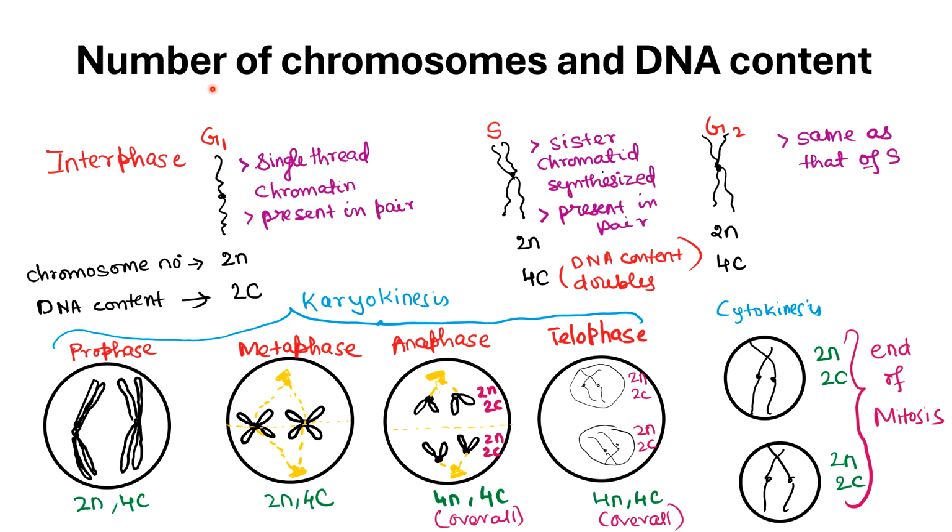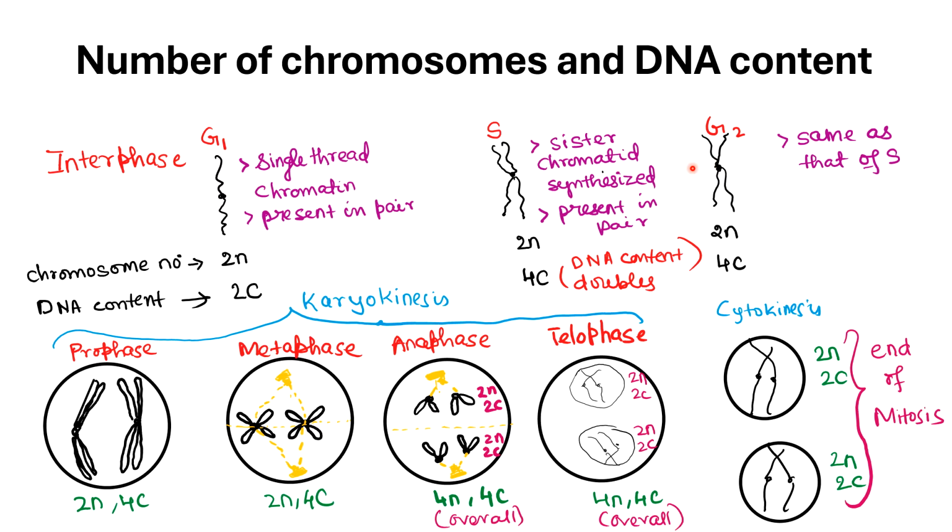Now we have already discussed the different stages of mitosis. Let's quickly discuss what the number of chromosomes and the DNA content would be in each stage. Consider a cell which has just entered the interphase. In G1, the chromosome is present as a single thread. So if the chromosome number is 2n, the DNA content would be 2c. This DNA content is doubled in the S phase, so it becomes 4c, but does the chromosome number change? No. The chromosome number remains the same, that is 2n.